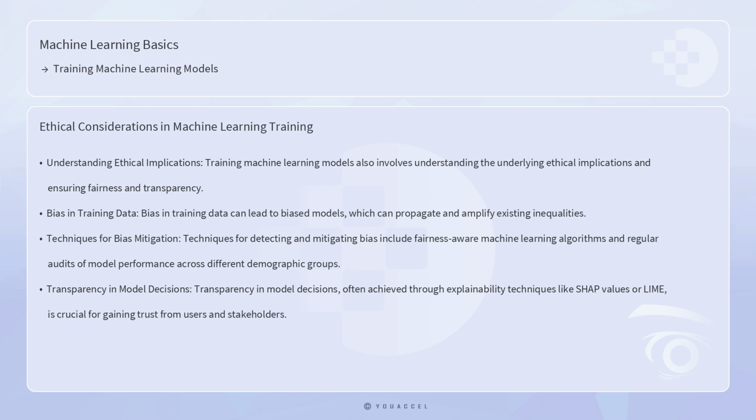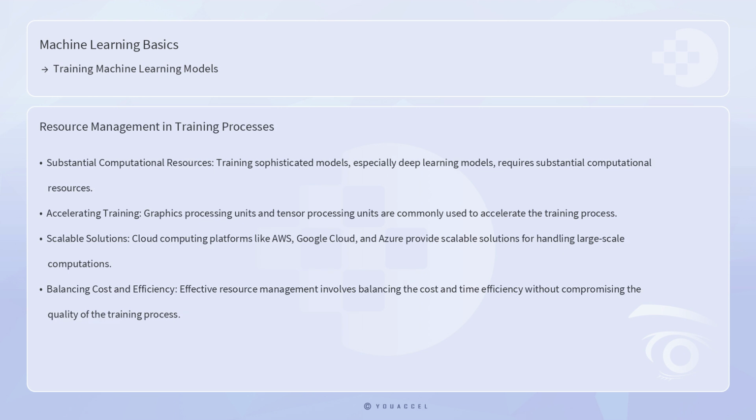In addition to technical considerations, resource management is a significant part of the training process. Training sophisticated models, especially deep learning models, requires substantial computational resources. Graphics processing units and tensor processing units are commonly used to accelerate the training process. Cloud computing platforms like AWS, Google Cloud, and Azure provide scalable solutions for handling large-scale computations. Effective resource management involves balancing the cost and time efficiency without compromising the quality of the training process.